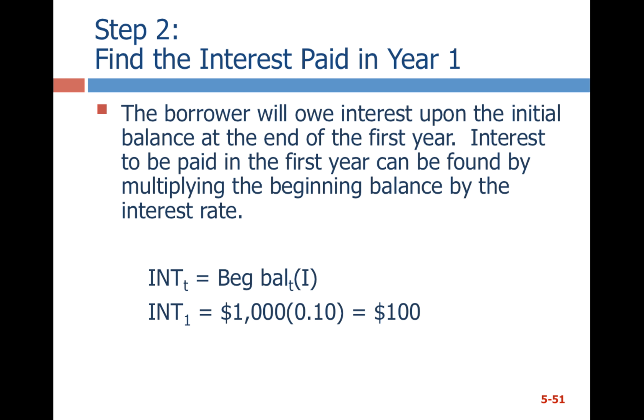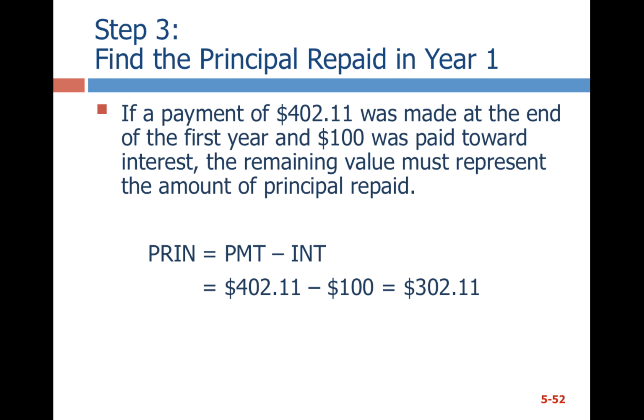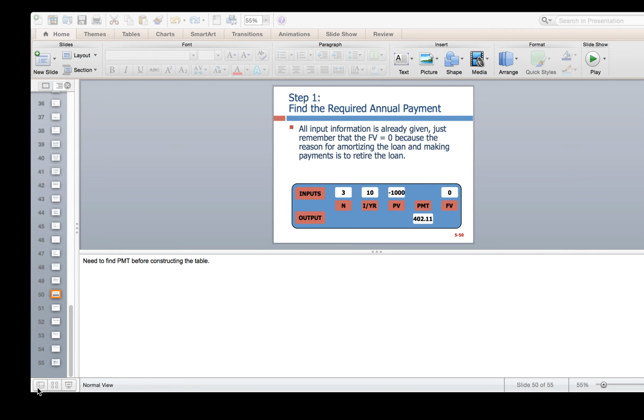Step 2 is to find the interest paid in year 1. The borrower will owe interest upon the initial balance at the end of the first year. The interest paid in the first year can be found by multiplying the beginning balance by the interest rate. So take $1,000 times 10%, you get 100. So we know that's the interest payment. We also know the overall payment is 402. So we can calculate our principal payment by taking that overall payment of 402 minus that 100, and we get the principal payment of 302.